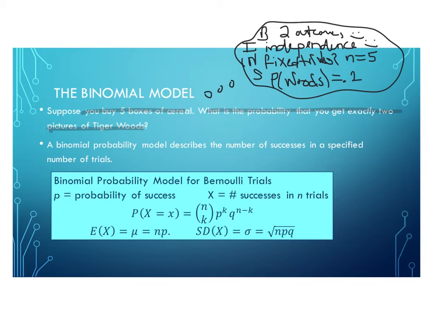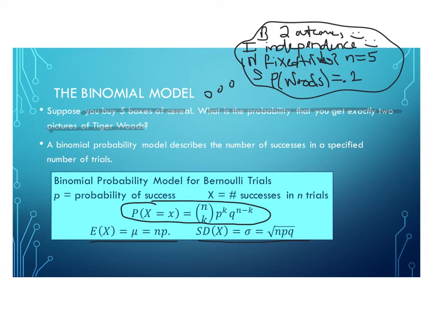So this is actually a binomial model because it's a probability describing the number of successes in a specified number of trials. Okay, so that is the difference. And if you were in pre-calc last year, this formula should look familiar because this is the binomial theorem. Okay, notice we have our mean, n times p, and our standard deviation, the square root of npq. And I believe all those are on the formula chart.